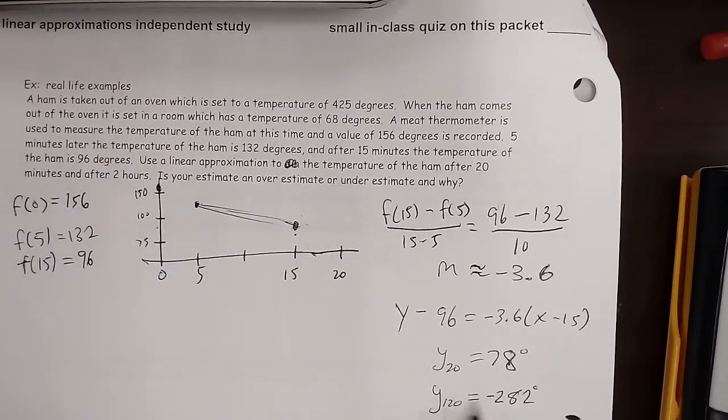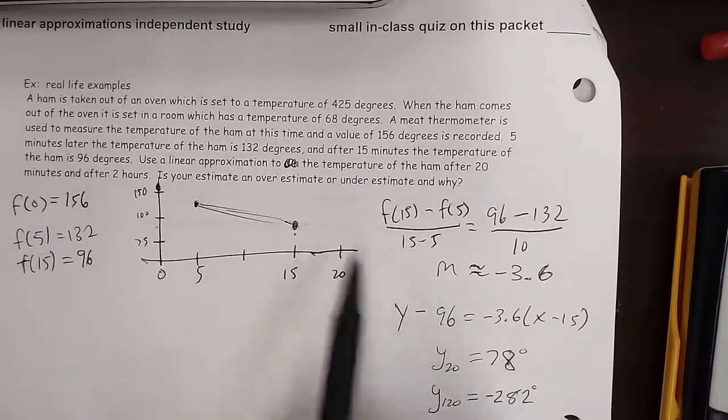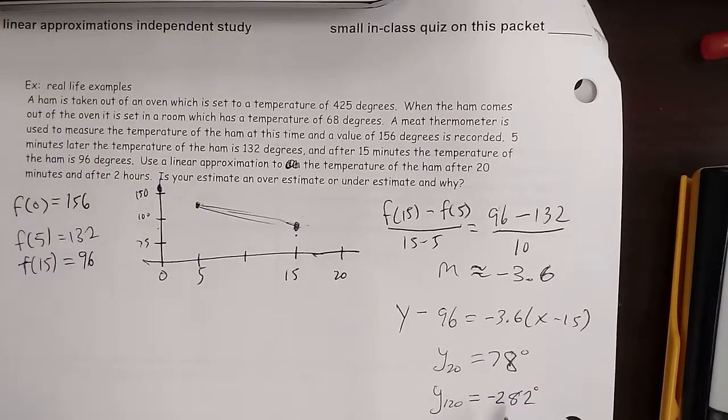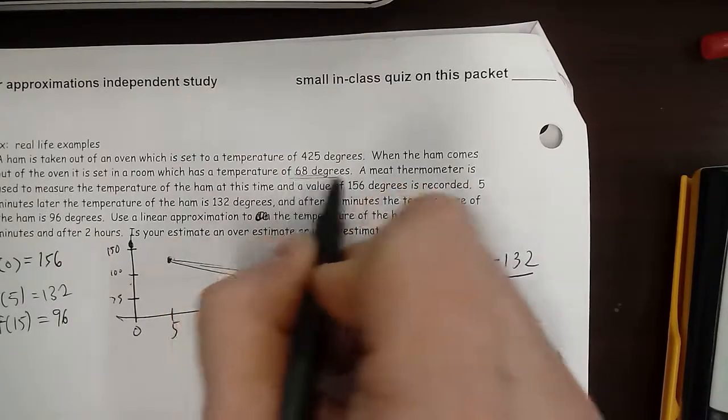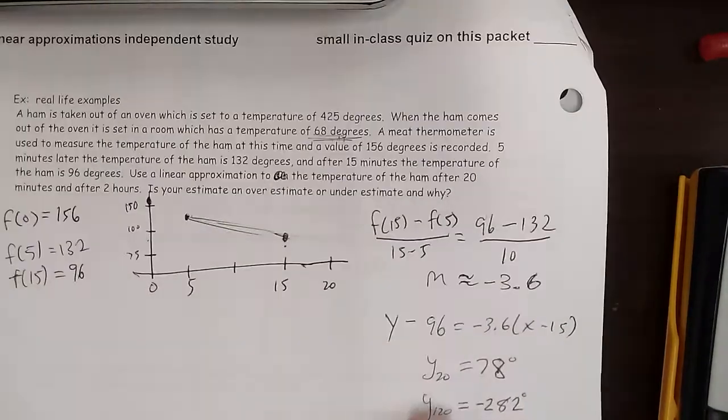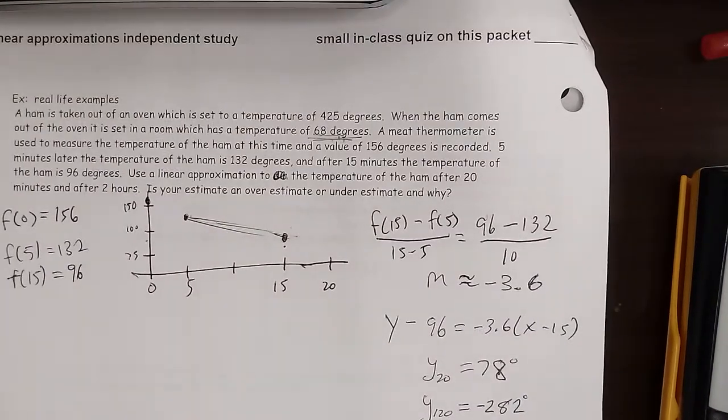So clearly this linear approximation breaks down here. And if you think about it, there's really a floor. There's no way our temperature is ever going to get below 68 degrees. You don't put something out into a room and then it gets colder than the room.